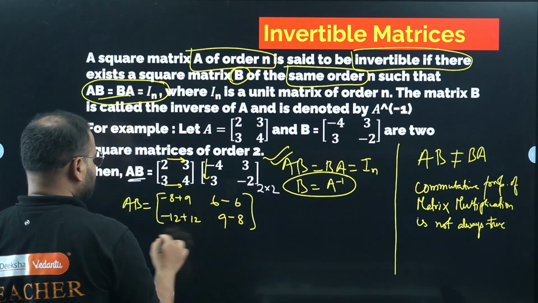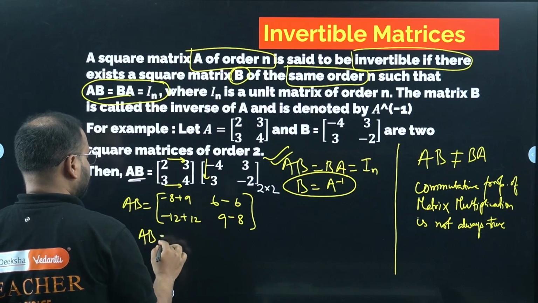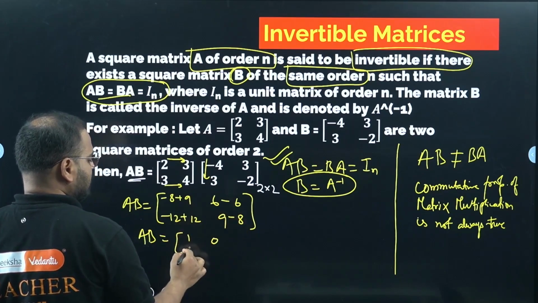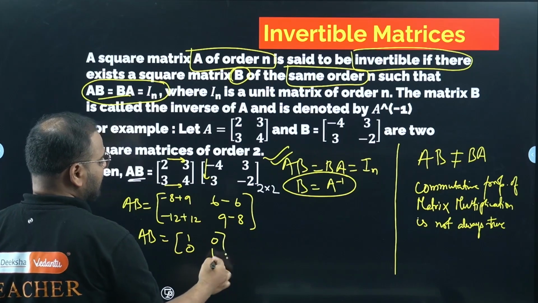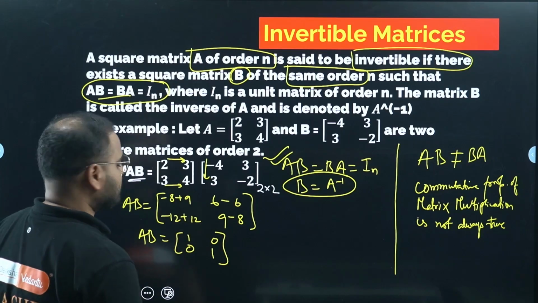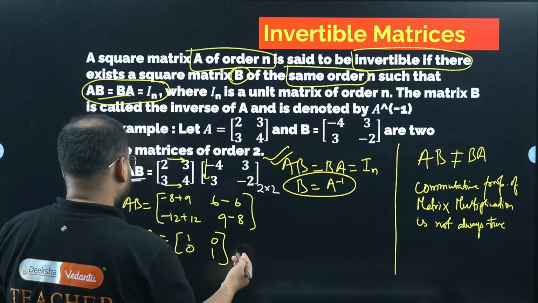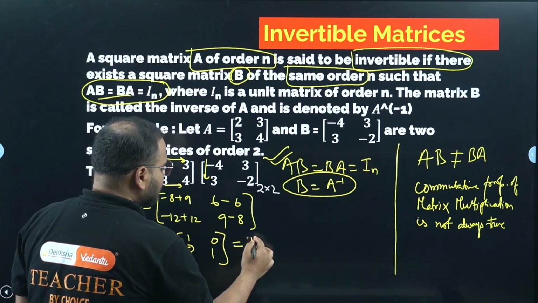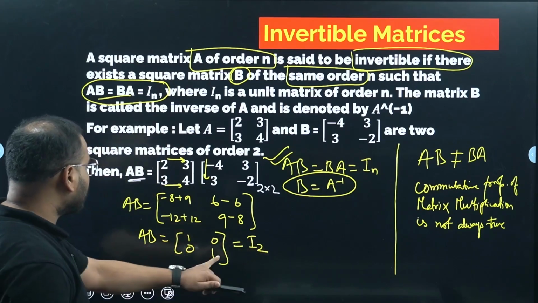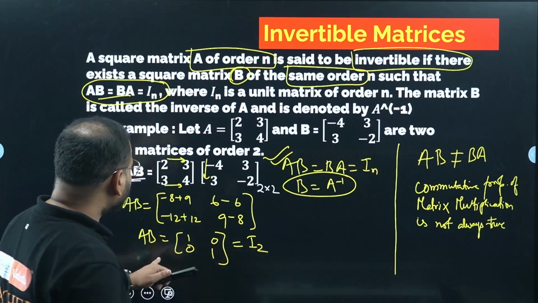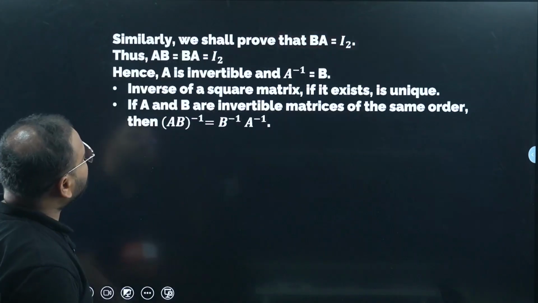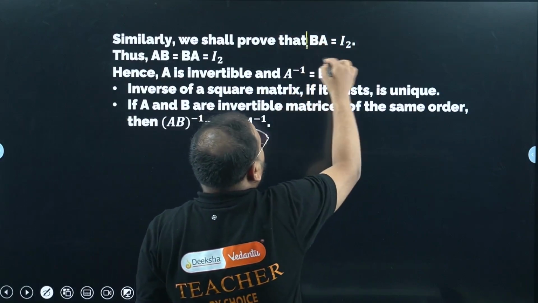Let's simplify this. 9 minus 8 is 1, and minus 12 plus 12 is 0. So this is 0 and this is 1. What I'm getting here is I_2. I'm getting AB equals I_2, which means B will be the inverse of A. Now let's check the same thing for BA. How can we do it for BA?